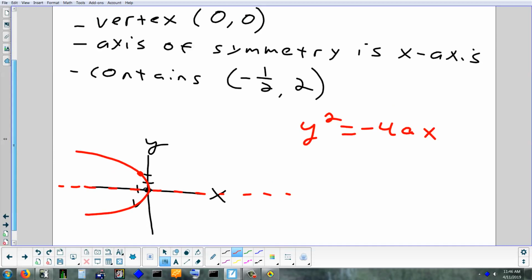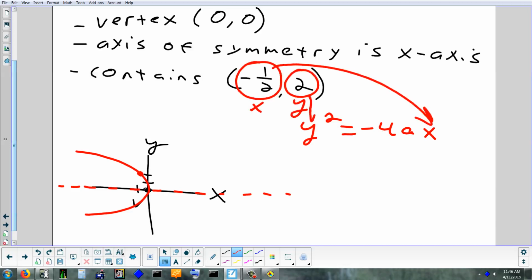But there's a piece of information we haven't used yet. What haven't I used here? I haven't used this point. What is this? If you had to give a letter to that value, what is it? That's an x. And what's that? A y. So take the x, take the y, plug them in, and then you can figure out what a is.